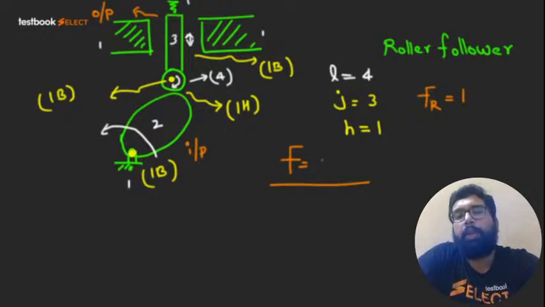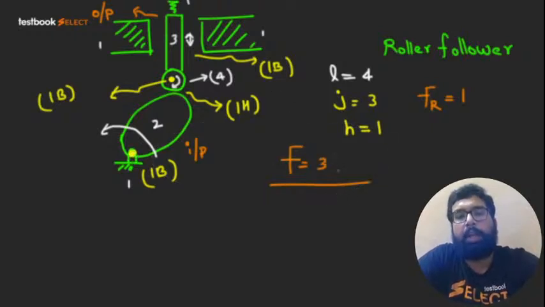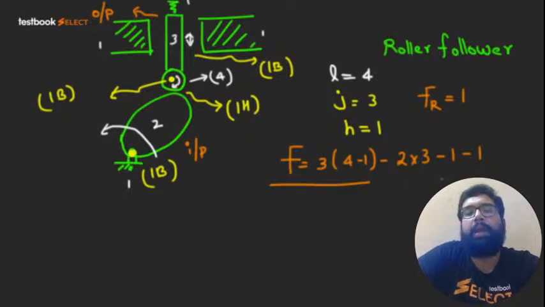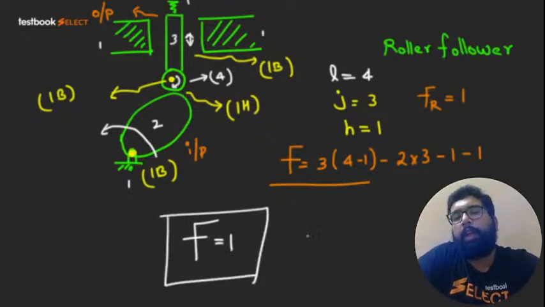Now, if we put it into the formula, we'll be getting 3(4 - 1) - 2 × 3 - h - 1, right, beta? Minus h minus 1. So what will we get from here? 3 into 3, that is 9, minus 6, minus 1, minus 1. So again, your degree of freedom is coming out to be 1. And so definitely it is a kinematic chain.